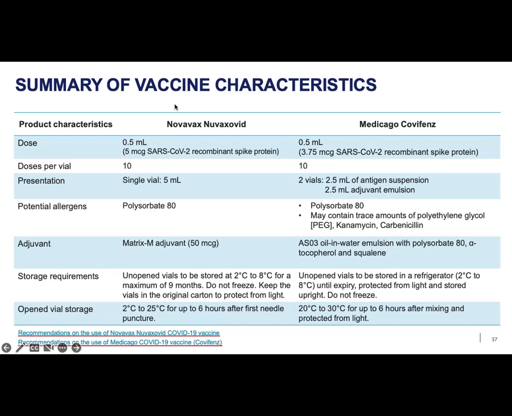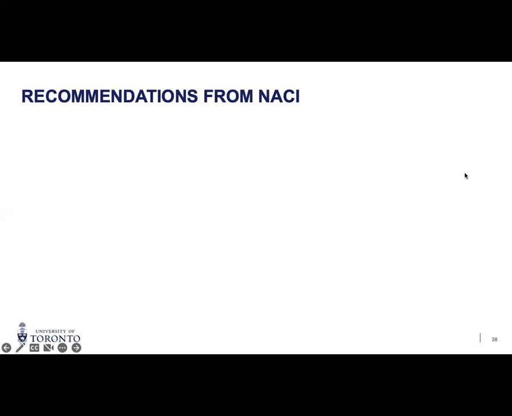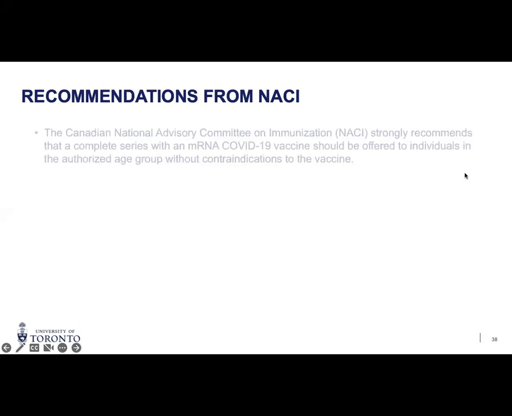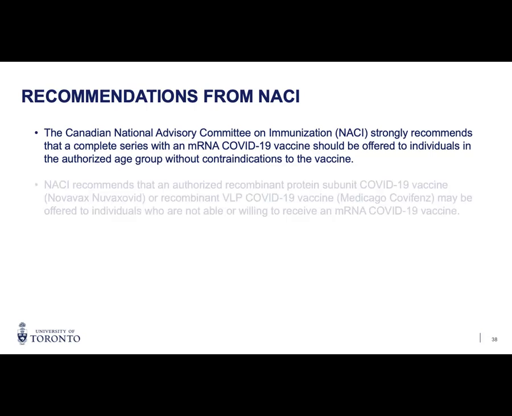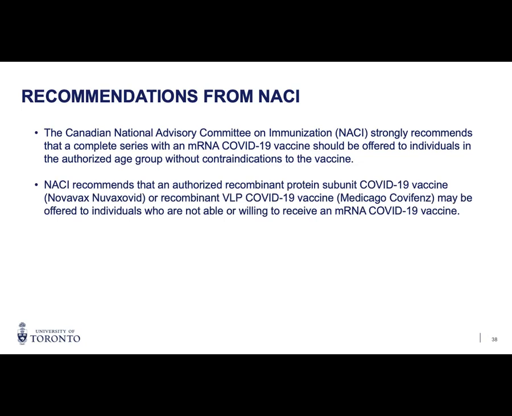So this is a summary of the vaccine characteristics compared between Novavax and Medicago. So the National Advisory Committee on Immunization strongly recommends that a complete series with an mRNA COVID-19 vaccine should be offered to individuals in the authorized age group without contraindication to the vaccine. Some individuals cited COVID-19 vaccine safety concerns and therefore are hesitant to receive mRNA or viral vector vaccines. Therefore, the NACI recommends that an authorized recombinant protein subunit COVID-19 vaccine, such as Novavax or Medicago, may be offered to individuals who are not willing to receive the mRNA COVID-19 vaccine.